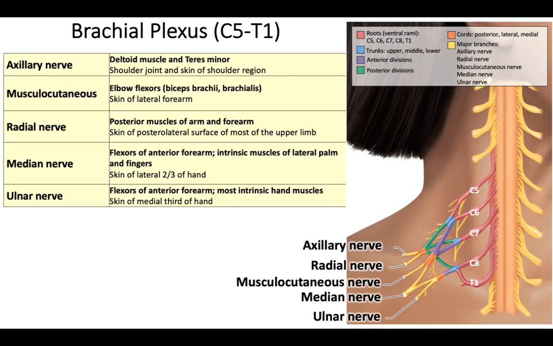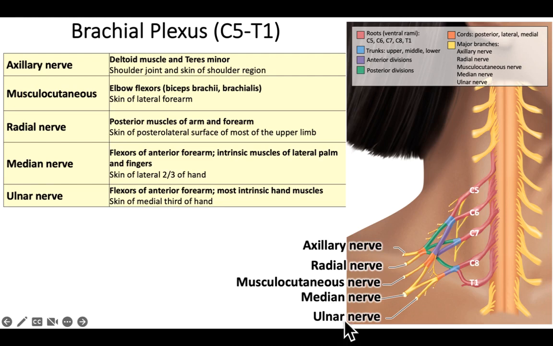And the brachial plexus suggests that it's going to have nerves that go to the arm. Again, these are spinal nerves, so they're mixed. They're going to have sensory and motor neurons in them. The brachial plexus is formed by C5, 6, 7, 8, and T1. And it has 5 really important nerves: axillary nerve, radial nerve, musculocutaneous nerve, median nerve, and ulnar nerve.